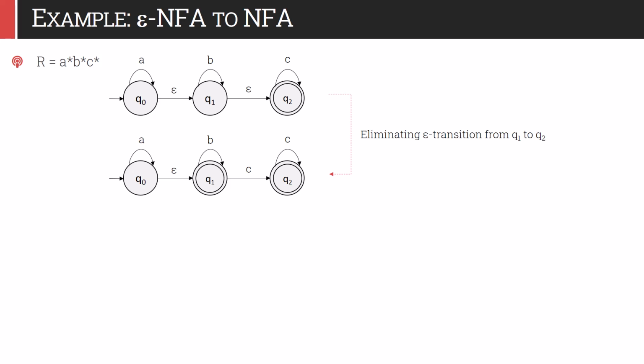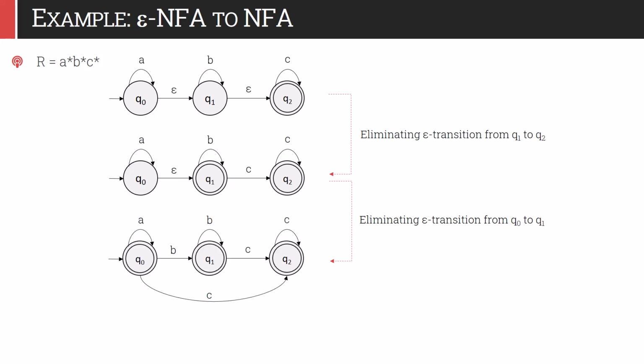Next, we have to remove the epsilon transition between Q0 and Q1. As we can see, there are two transitions from Q1. On input B, it remains on the same state, and on input C, it goes to Q2. So we have to add two transitions on state Q0. On reading B, it should go to Q1. On reading C, it should go to Q2. Fine. And Q1 is a final state, so we have to make Q0 also a final state. So when we eliminate the epsilon transition from Q0 to Q1, it looks like this.